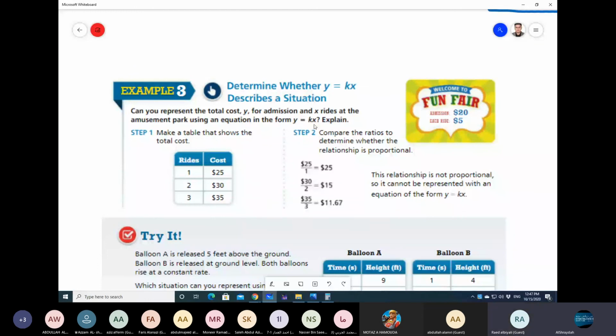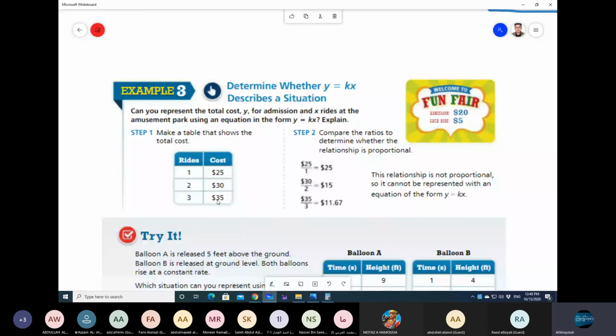Here, first, we make a table that shows the total cost. The total cost for one ride is 20 plus 5, 25: 20 for admission and $5 for the ride. The total cost for 2 rides will be 20 for admission and another 10 for rides, so $30. And for 3 rides it will be 15 plus 20 admission, so the total cost will be $35.